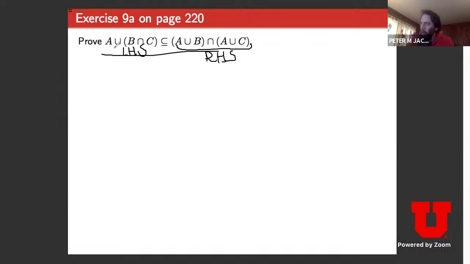So to do that, I'll just write down the statement we need to prove. We need to prove that if X is a member of the left-hand side, then that implies that X is a member of the right-hand side. That will be sufficient to show that every element in the left-hand side is a member of the right-hand side, and therefore that the set on the left-hand side is a subset of the set on the right-hand side. So that's the general approach.